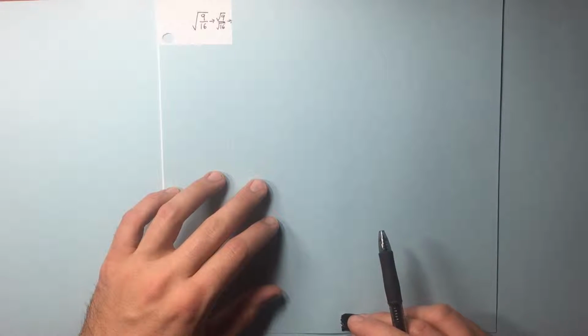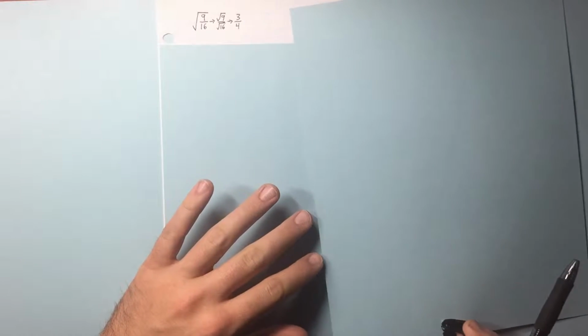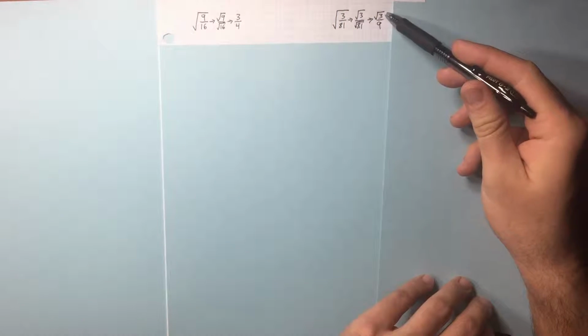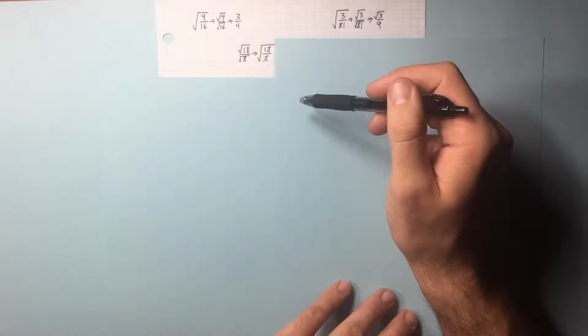You're allowed to distribute that square root. The square root of 9 is 3 and the square root of 16 is 4. Here's another example of that, just like this. So you can just keep it as the square root of 3 over 9. You can apply that square root to the entire fraction.